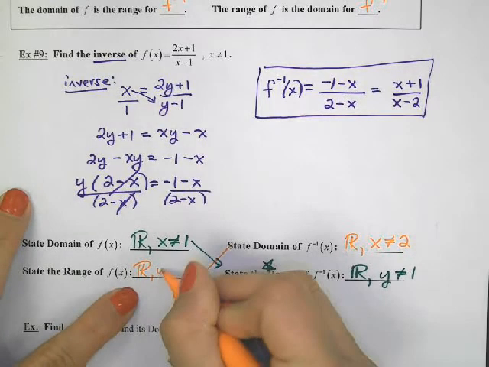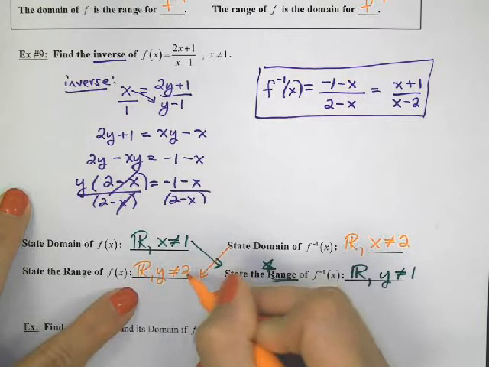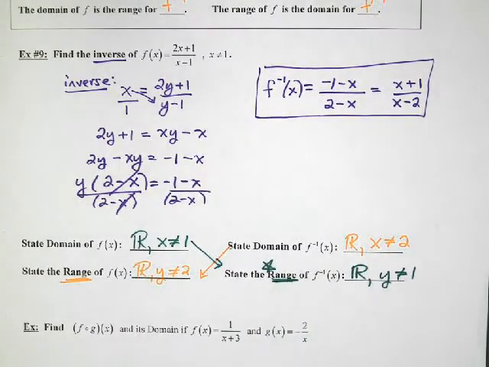Now, did you write down y cannot equal 2? Okay, be careful. There's another trick. Make sure the range gets y's, the domain gets x's.